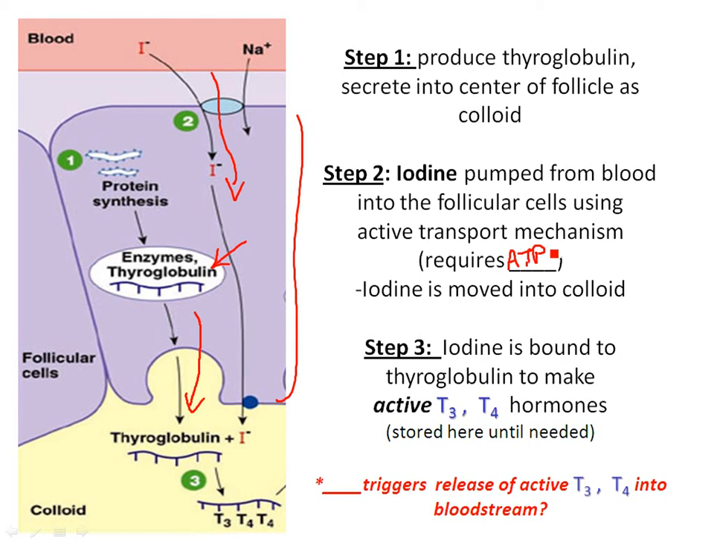So we use ATP. We pump that all the way into the colloid, and then we add it to these thyroglobulin. If we add 3, we end up with T3; if 4 are added, we get T4. T4 is actually the one that we produce the most of. And again, everything waits until TSH comes along. TSH is going to be the stimulus that causes the release of these stored hormones.